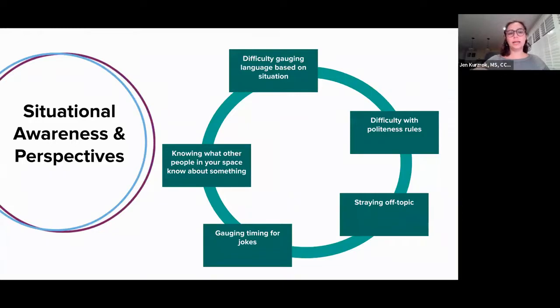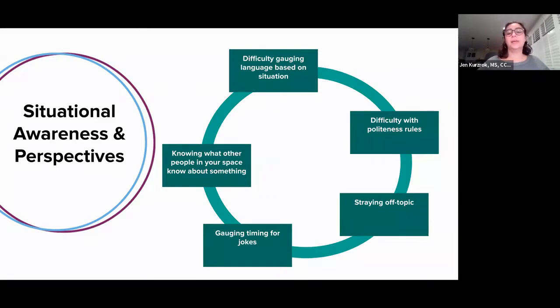What this will look like with perspective taking, and these two, I think probably of all the topics we're talking about, are the most intimately tied to perspective taking in this social pragmatics piece. But that can look like difficulty gauging our language based on a situation. So we can talk about code switching and knowing that we use different vocabulary when we're talking to our co-students versus our parents and our family versus our teachers, and difficulty gauging that based on the situation.